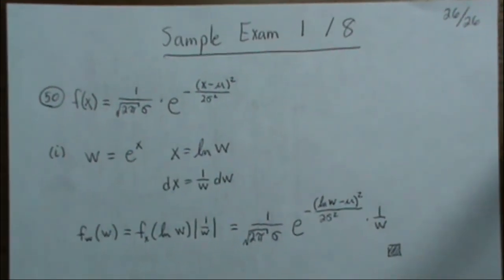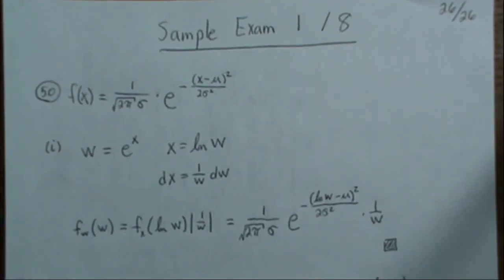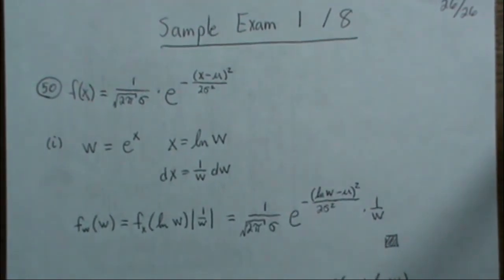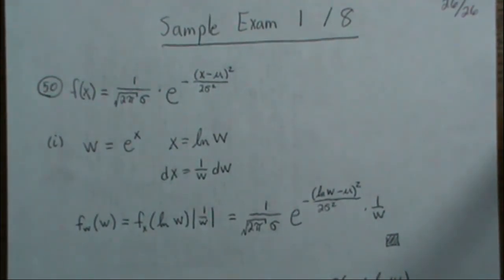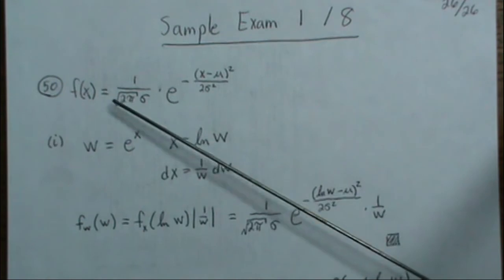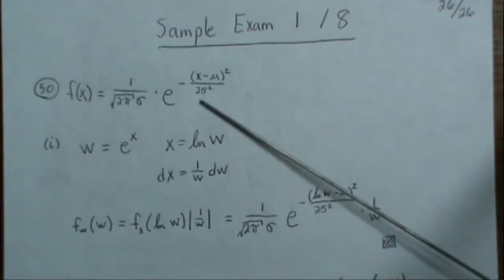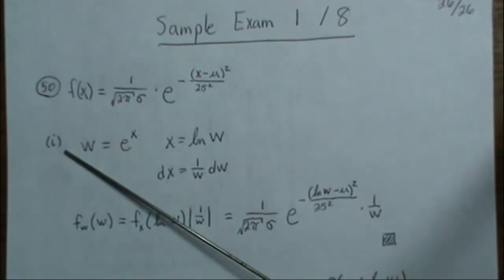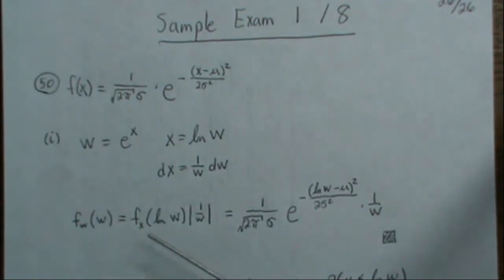So the last question on sample exam 1 of 8 is we want to find the distribution of W, which is e to the x, where x is normally distributed. So x is normally distributed here. And this is one of two solutions.